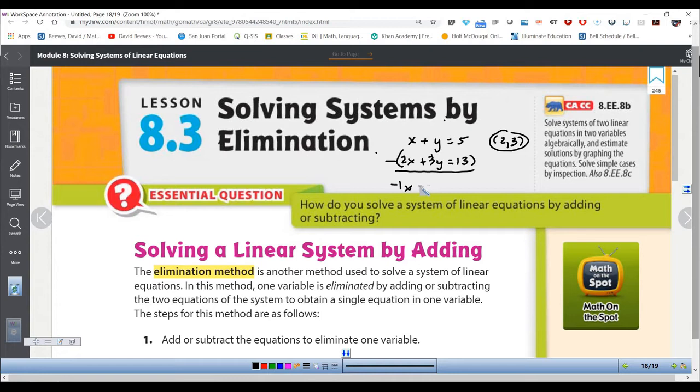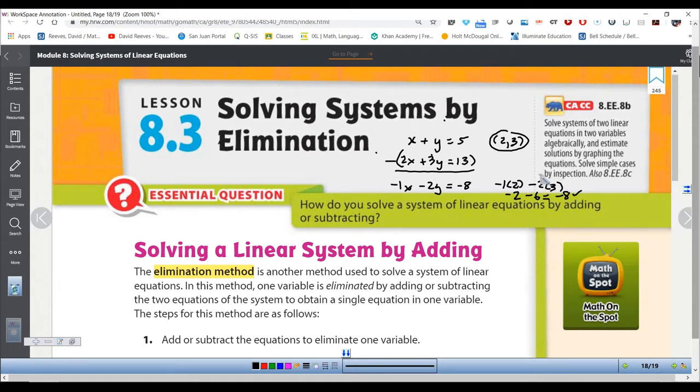Is going to be negative 2y or minus 2y. And 5 take away 13 is going to be negative 8. Now, if I put 2, 3 back into that equation, negative 1 times 2 minus 2 times 3, what do I get? Negative 1 times 2 is negative 2. Minus 6 is what? Negative 8.